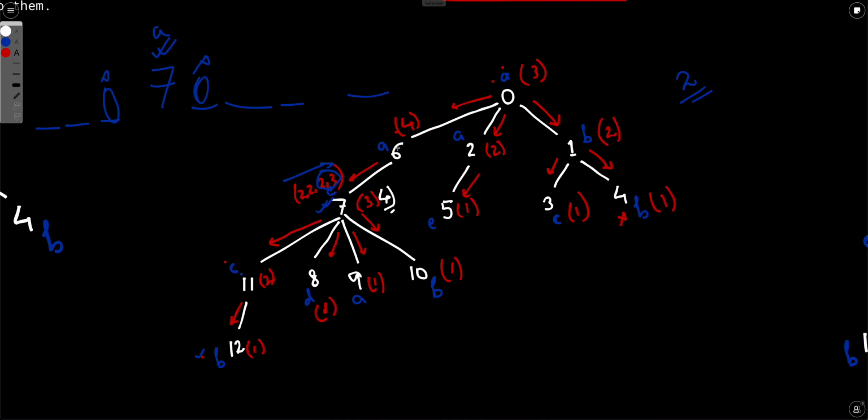Similarly, let's find for 6. 6 doesn't have more than one child, so it doesn't apply here. Let's go for 0. Before 0, let's go for 2 and 5. This 2 doesn't apply here because it has one child. 3 and 4 don't apply because they don't have any children. For 1, it applies because it has two children.